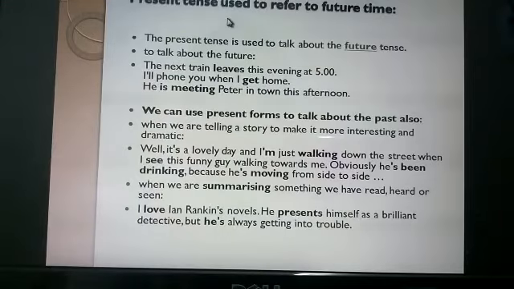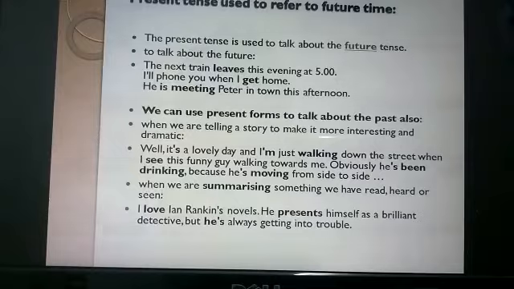Now this is important, that present tense can also be used to indicate future tense. How? When you look at these examples, the next train leaves this evening at 5. So it is showing an event that will take place in the future, but we are using present simple here. And I'll phone you when I get home. He is meeting Peter in town this afternoon. So we are using either present simple or present continuous to indicate future tense here.